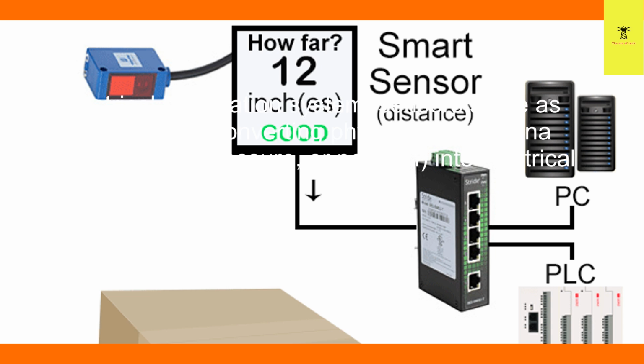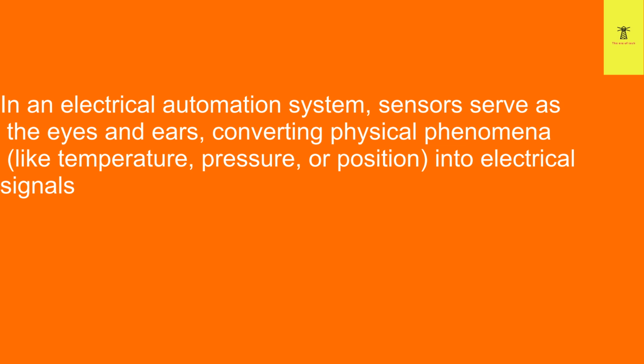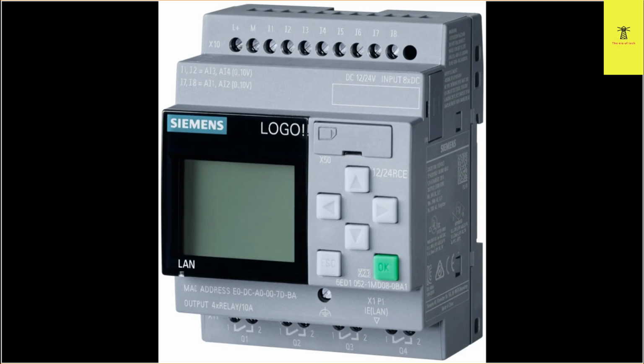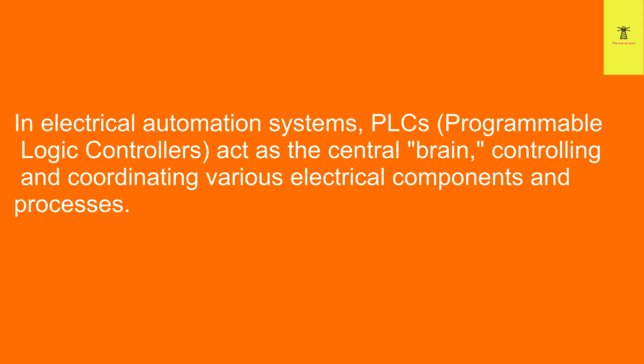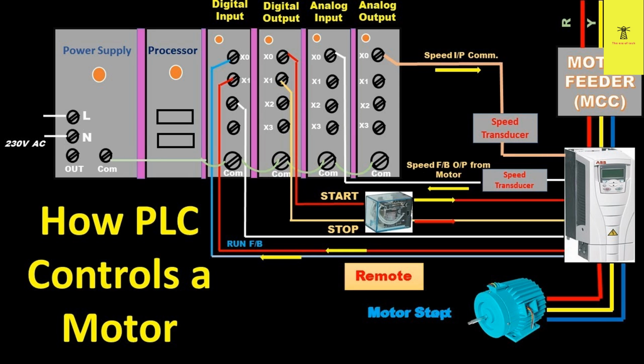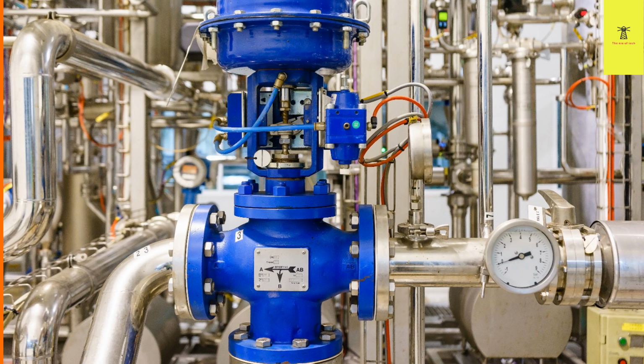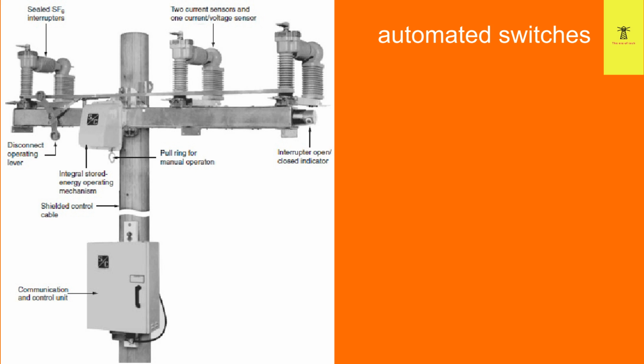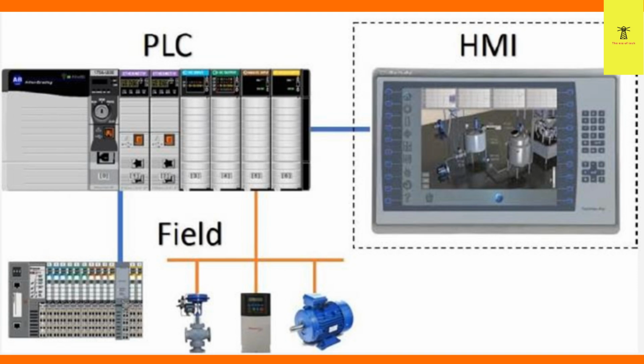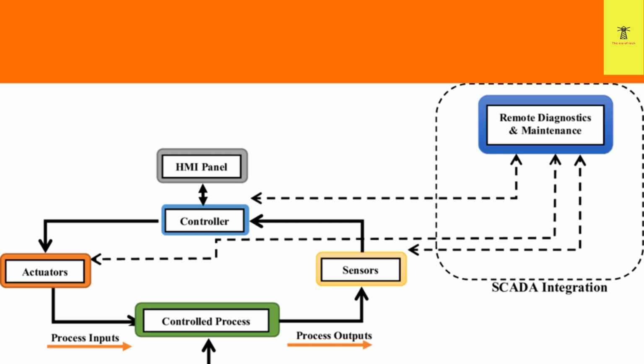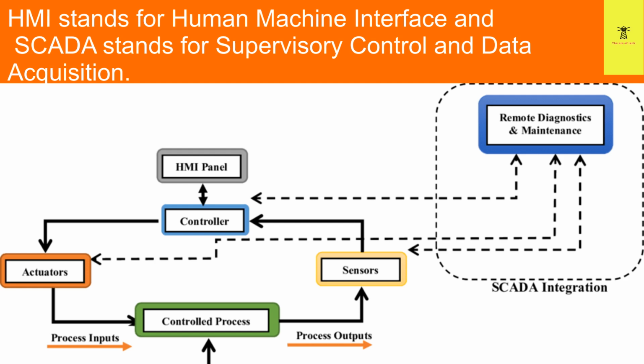Sensors detect physical conditions like temperature, motion, pressure, and so on. Controllers, like PLCs, which stands for programmable logic controllers, process data and make decisions. Actuators are devices like motors, valves, or switches that carry out actions. And then there are HMI and SCADA. HMI is a human machine interface, and SCADA is a supervisory control system for monitoring and manual control.